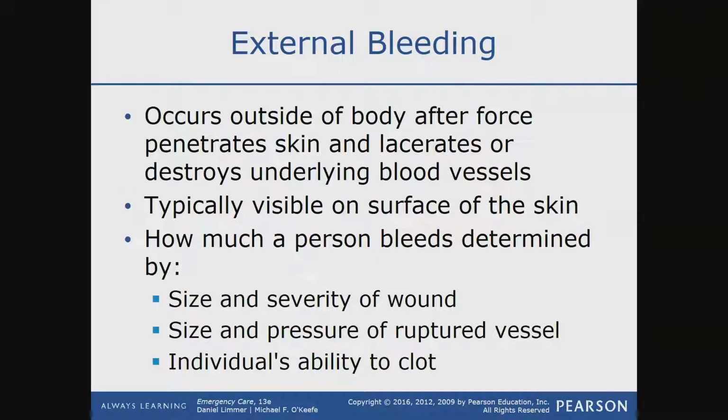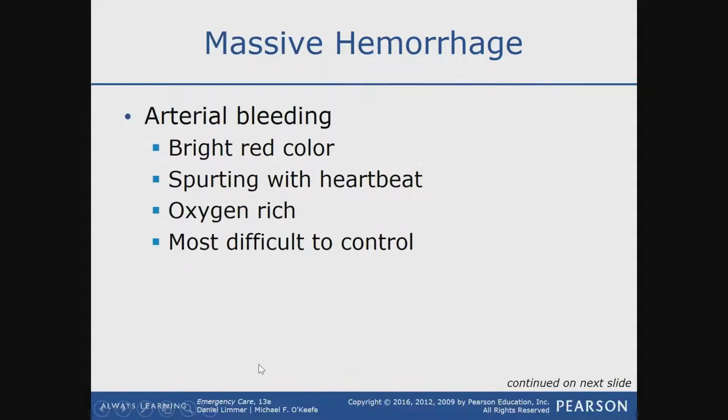External bleeding, that's pretty self-explanatory. It occurs outside of the body after force penetrates the skin or lacerates. Penetrating means that something went through the body or through tissue. Lacerate, if you don't know this, write this down, is a fancy word for a cut. It just means a cut, or destroys underlying vessels. It's typically visible on the surface of the skin. How much a person bleeds is determined by size, severity, and pressure. Okay, you know that.